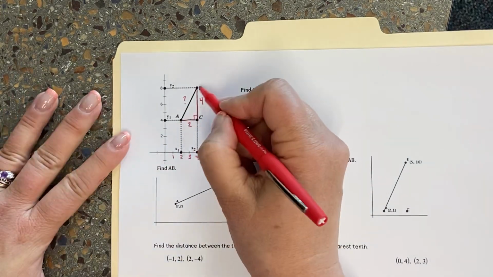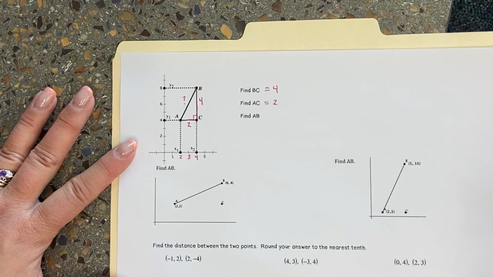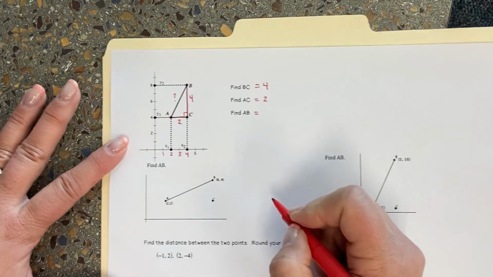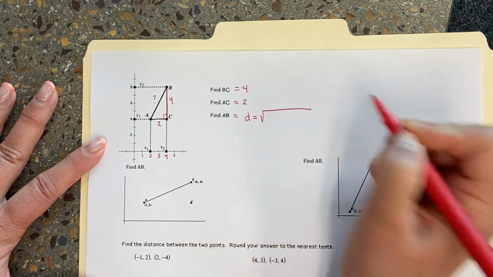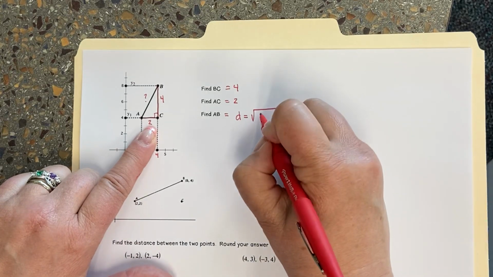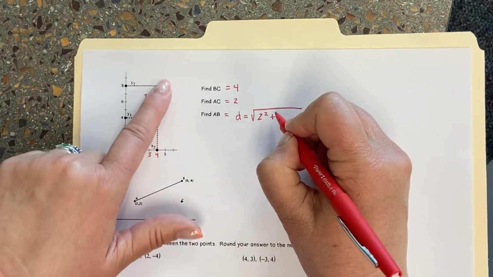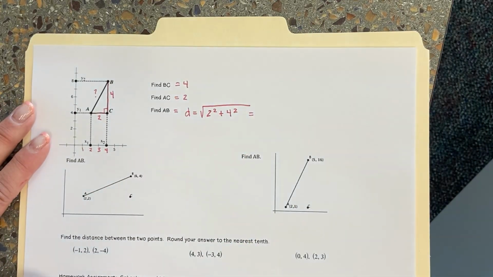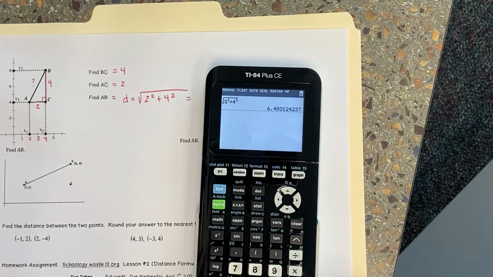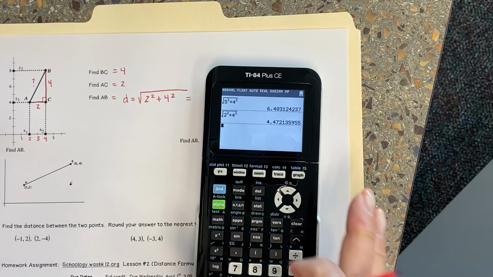So, finding the distance A to B, we're just going to use our Pythagorean theorem, aka distance formula. So you're going to go, the distance equals the square root of the horizontal leg, 2 squared, plus the vertical leg, 4 squared, and stick that in your calculator. 2 squared plus 4 squared. 4.47. The 7 tells us to round up because we're rounding to the nearest tenth. So 4.5.